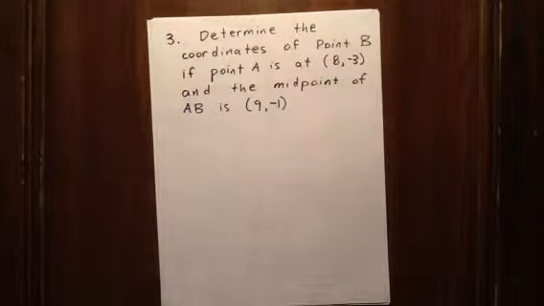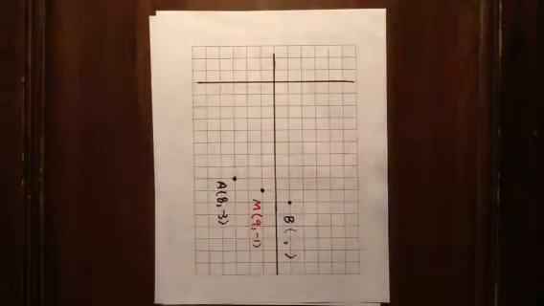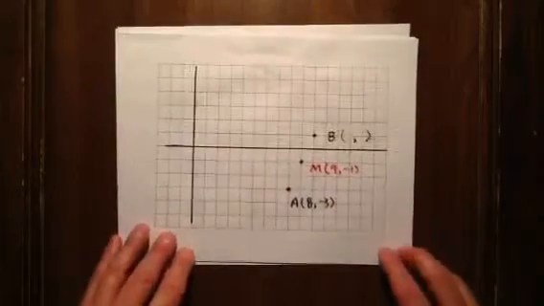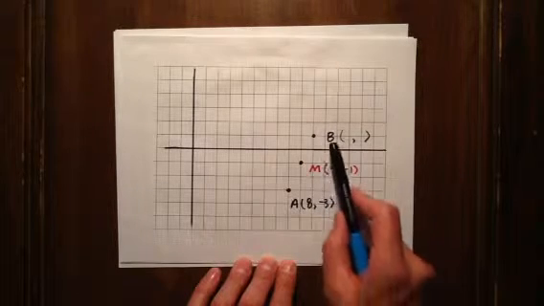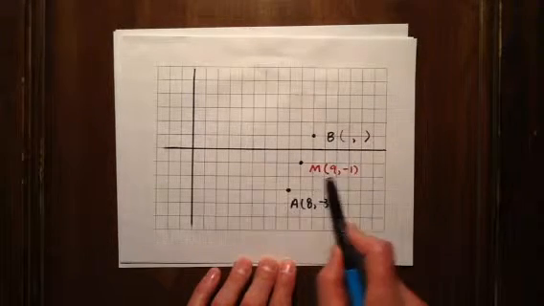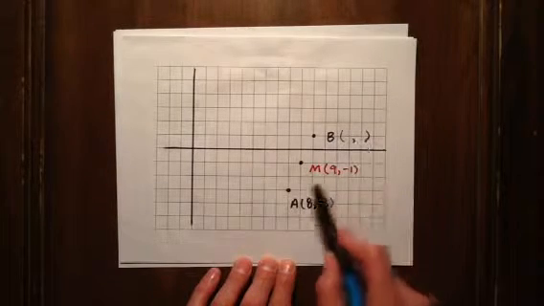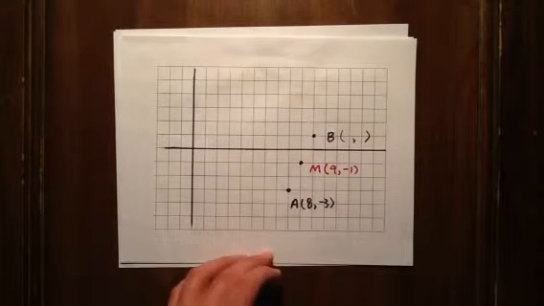For the next one, we're going to try and determine the coordinates of point B if point A is at 8, negative 3, and the midpoint of AB is 9, negative 1. So diagrammatically, let's see what that would look like. We know that the point A is at 8, negative 3. B is somewhere up here because the midpoint is 9, negative 1. We're trying to figure out what are the coordinates of this point. Halfway from A to B would be the point 9, negative 1.